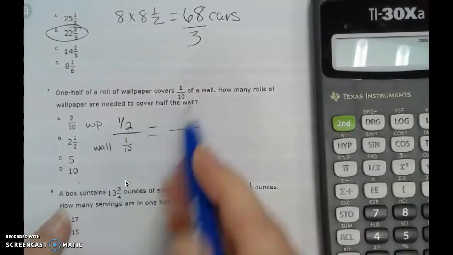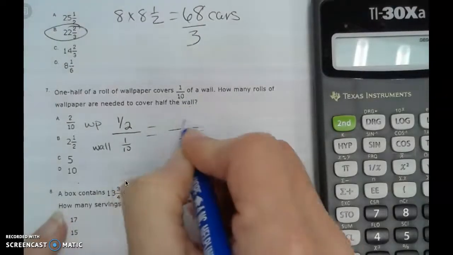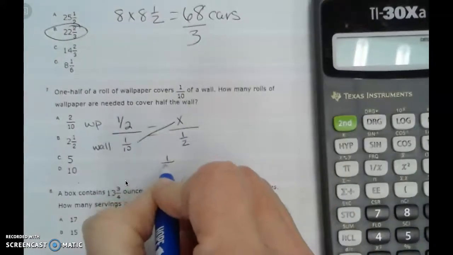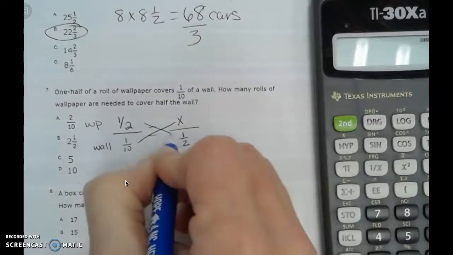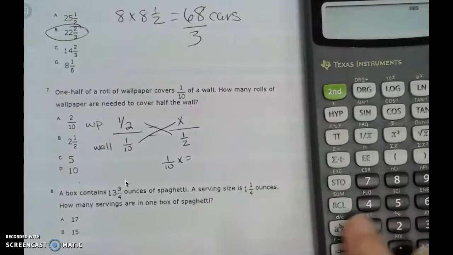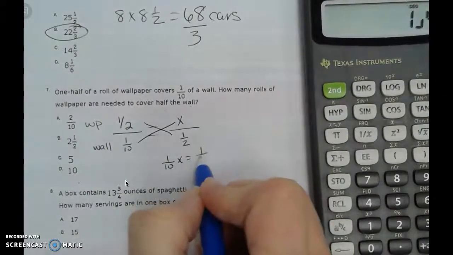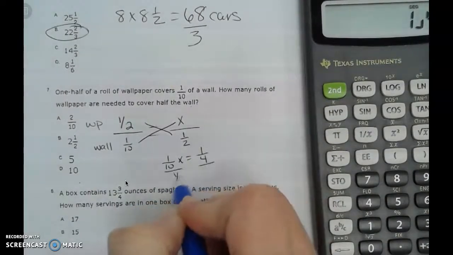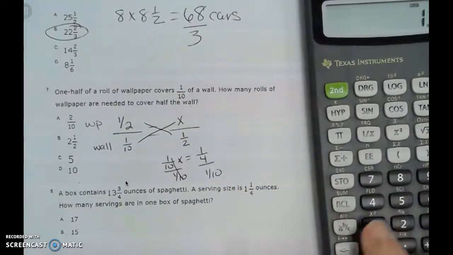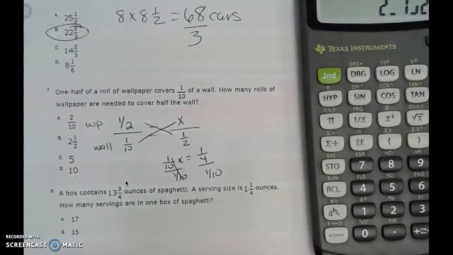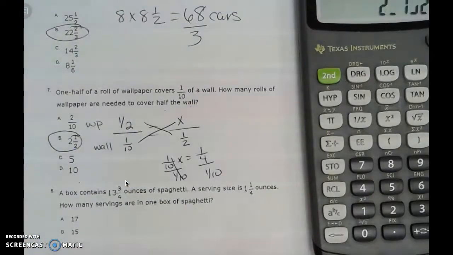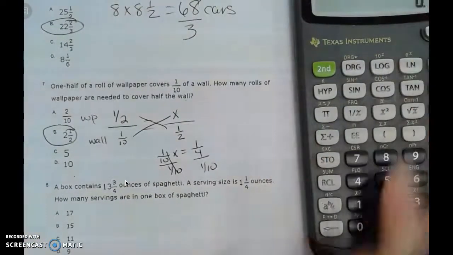So the wall goes on the bottom, so we need half to also go on the bottom, and then we have X. So 1/10 X equals 1/2 times 1/2 is 1/4, I do believe. And so now we're going to divide both sides by 1/10. And that tells us that we're going to need 2 1/2 rolls of wallpaper, which is B. Okay? So now, one more.